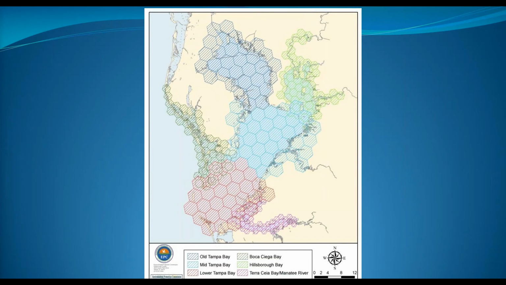This is just a map of Tampa Bay overlaid with our sampling grid. Again, we stratify the sampling into the 7 bay segments. You have Hillsborough Bay up in the northeast portion of the bay, Old Tampa Bay in the northwestern lobe of the bay, then Middle Tampa Bay, Lower Tampa Bay, Terra Ceia Bay and Manatee River on the southeastern portion of the bay, and then Boca Ciega Bay over by Pinellas County.